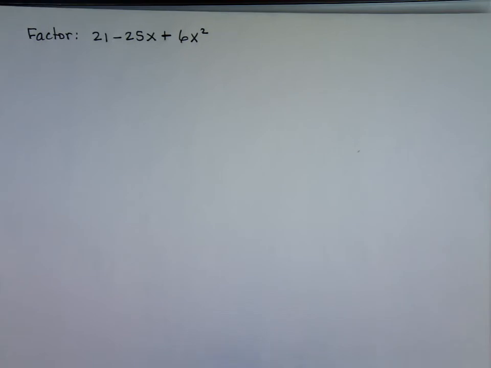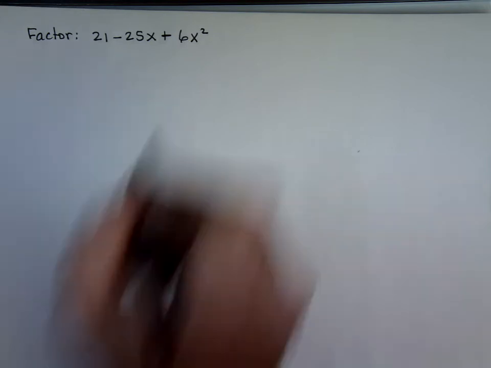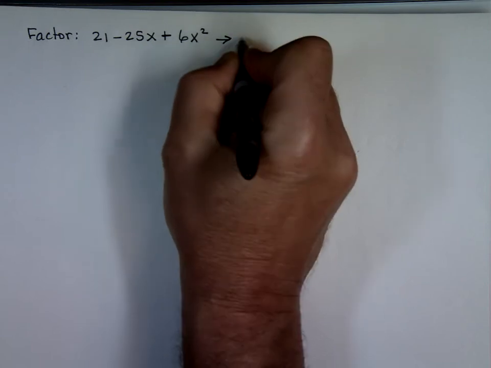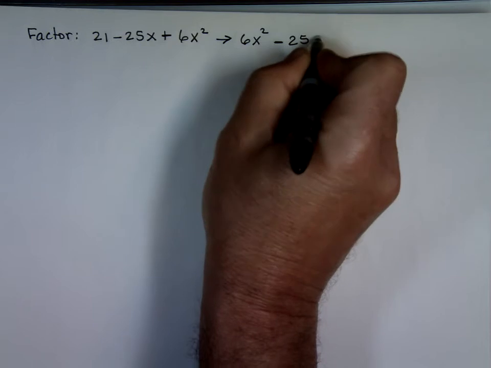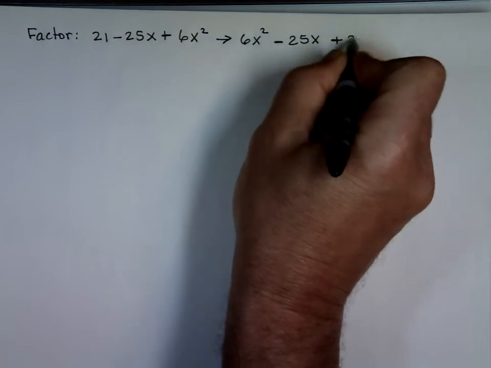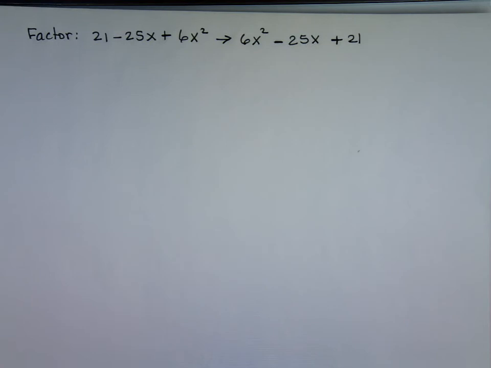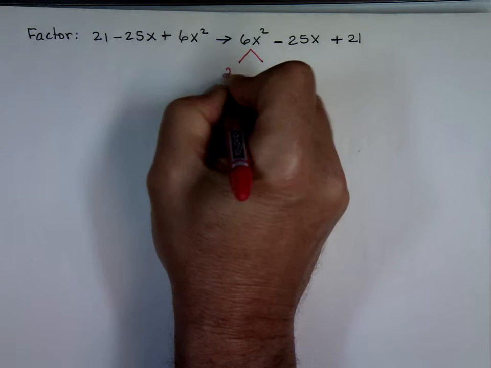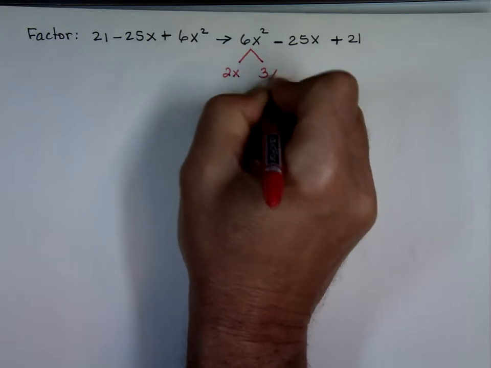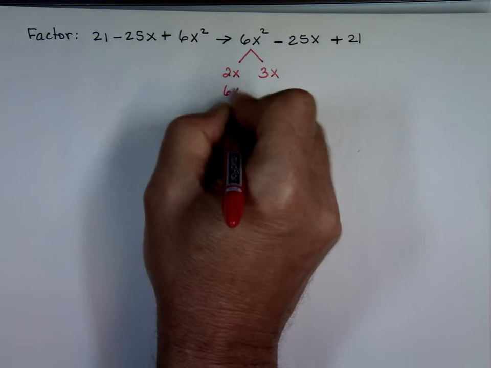If you watched my previous video, I probably told you I don't like to see the expression written like this. I like them in descending power. So in descending power, this will be 6x squared minus 25x plus the 21. You can rearrange them. And now let's look at the 6x squared. I can get 6x squared two different ways. Either 2x times 3x or 6x times 1x.